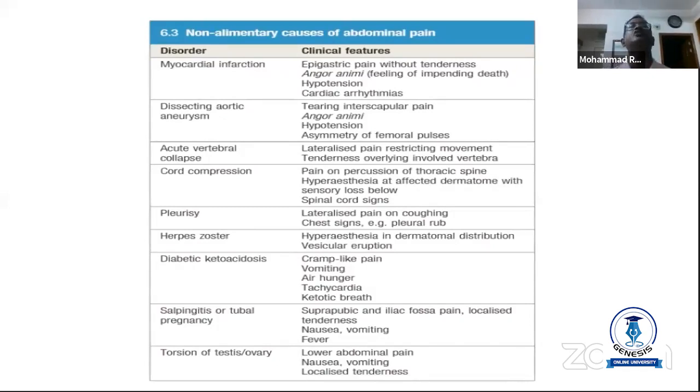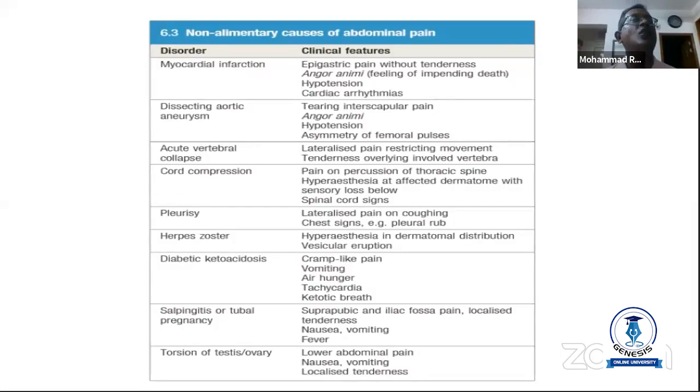Herpes zoster can come with a patient having blistering lesions in the anterior abdominal wall, looking like roses from hell. Herpes zoster is called roses from hell, red roses from hell.